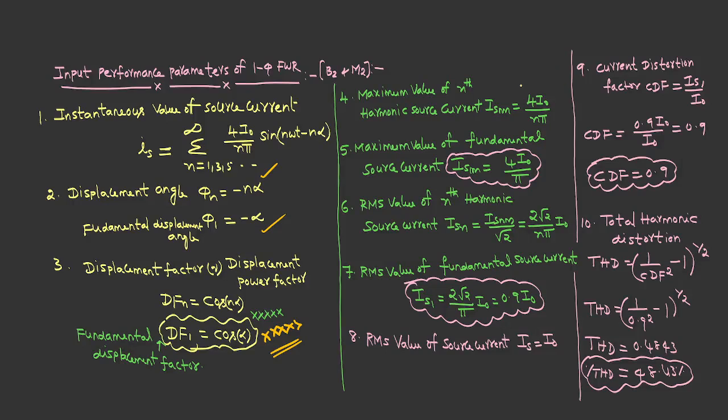Only odd harmonics are possible. What is the maximum value of nth order harmonic current, students? 4 I naught by n pi. Every formula is important. What is the maximum value of fundamental current? Replace n equal to 1: 4 I naught by pi.